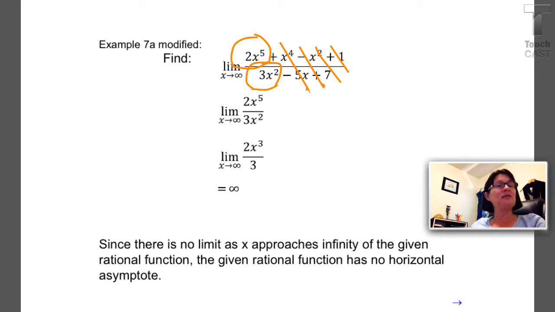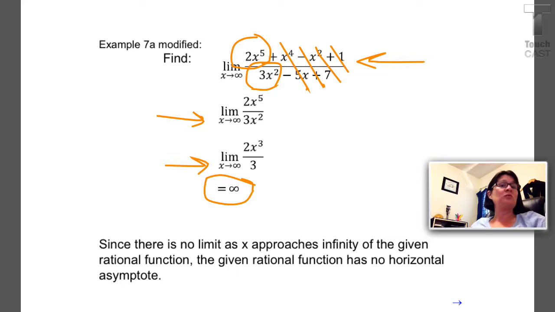And I can think about this limit by thinking about the behavior as x approaches infinity of 2x to the 5th over 3x squared. Well, that I can simplify. I can cancel x squared from the top and the bottom. And I have a new function here. What happens to 2x cubed over 3 as x gets bigger and bigger and bigger? Well, there's nothing to stop it growing. That limit is actually infinity, or we could say the limit does not exist. So in this case, if we wanted to talk about the horizontal asymptote of this original function, we would say there is no horizontal asymptote because there is no limit of the function as x approaches infinity.